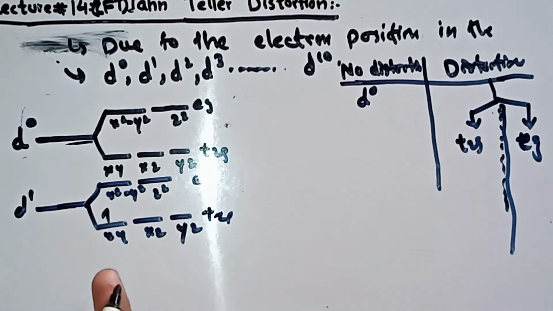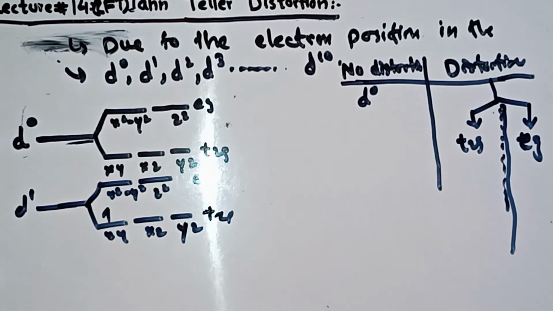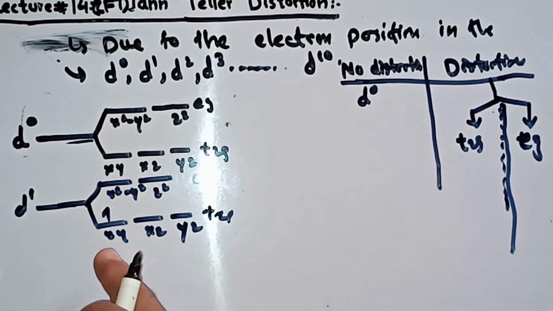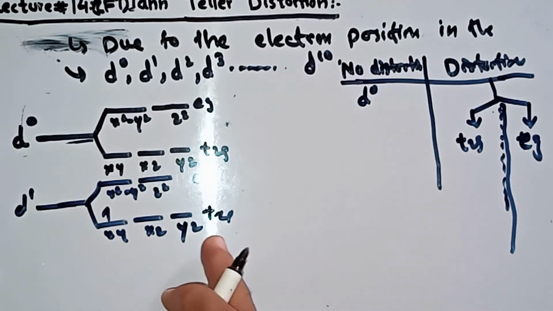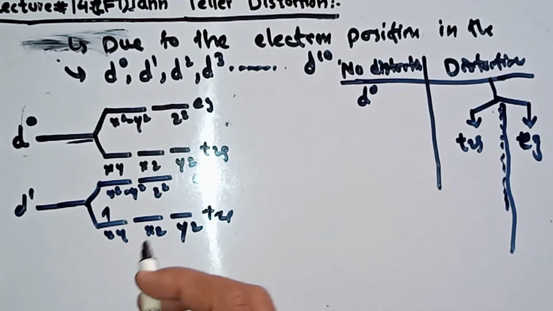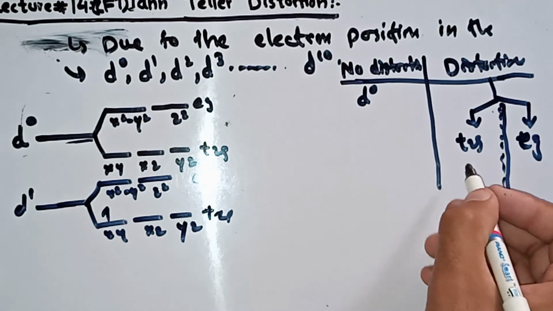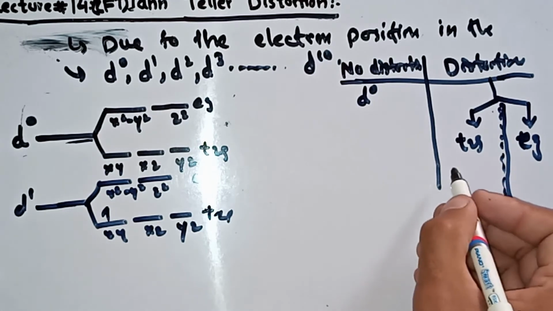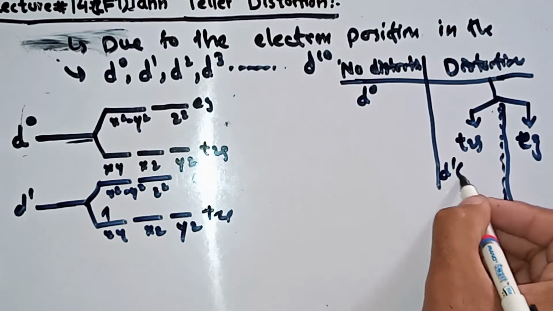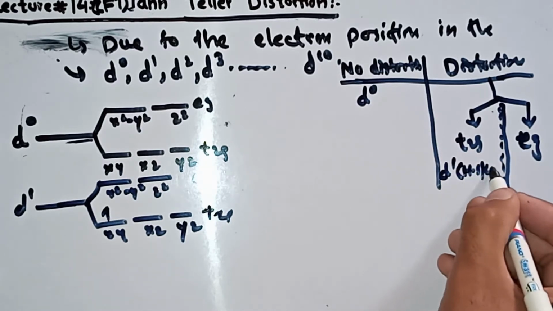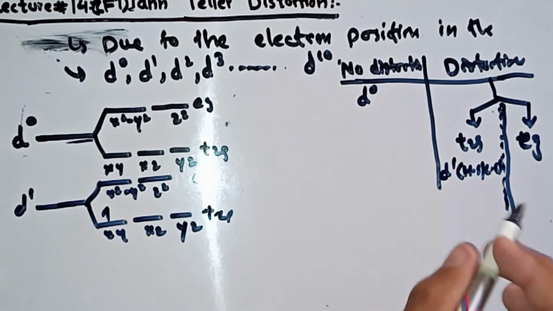This complex may be a low spin complex or a high spin complex. The electron will go into xy or yz or xz, any of the t2g orbitals. So only t2g distortion will occur. T2g distortion will occur in the d1 system, whether it is high spin or low spin. In both cases, this distortion will occur in the d1 system.